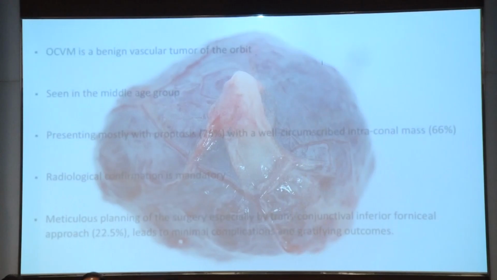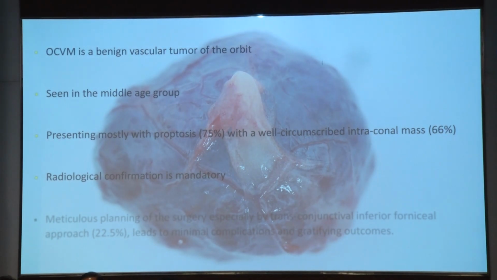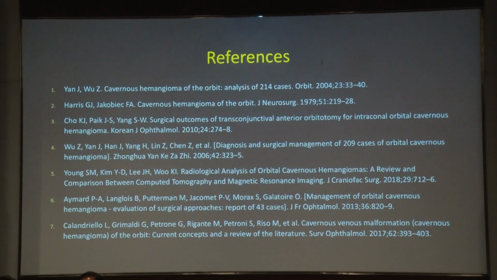So in conclusion, we know that it's a benign vascular tumor. It is seen in the middle age group, but we saw a range of 3 years to 65 years. It presents mostly as proptosis, in 75% of our cases, and a well-circumscribed intraconal mass must not be missed. Radiological confirmation is mandatory because the differential diagnoses are many. And meticulous planning of surgery, especially by the transconjunctival inferior fornicial approach, which we did in 22.5% of cases, leads to minimal complications and a gratifying outcome, as 100% cosmesis was reached in our patients. Thank you. These are my references.